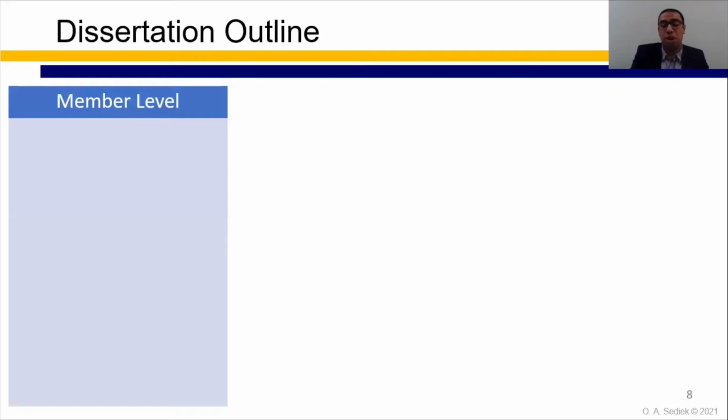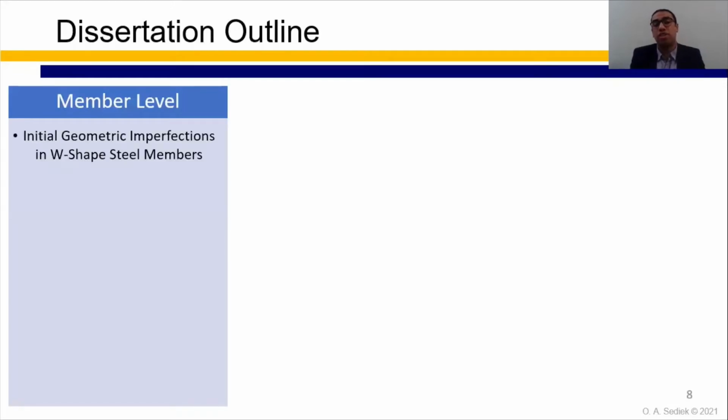If we start with the member level, the first study on this level was related to initial geometric imperfections in wide flange steel members. In this study, we used measurements from a 3D non-contact laser technique on initial geometric imperfections in real wide flange steel members to propose a new spectral approach to model these imperfections. And then we looked at the sensitivity of numerical models of deep wide flange steel columns subjected to axial load and lateral drift to simulate an earthquake to these initial geometric imperfections.